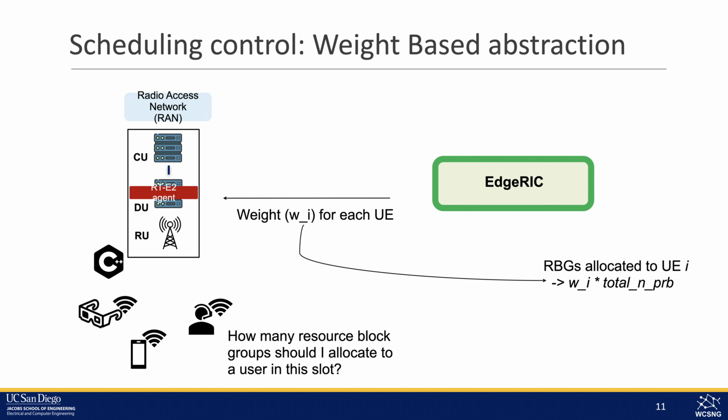Basically you have multiple applications which are connected to your RAN stack. The question is how many resource blocks should I actually allocate to any of these users in a particular slot, and we send a weight which is a number between 0 and 1 for each UE. The way the RAN allocates the number of PRBs is the weight times the total number of PRBs, which gives the actual number of PRBs to allocate to the particular UE. So, this is an example of sending a fixed weight. I would like to go over some demos for this.